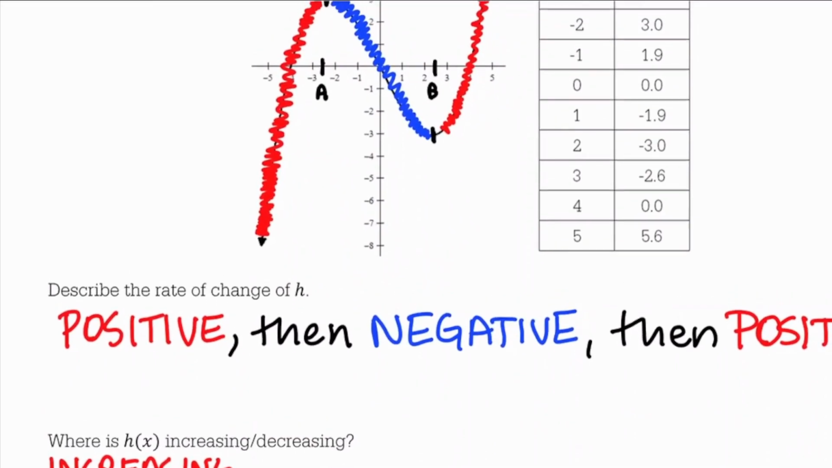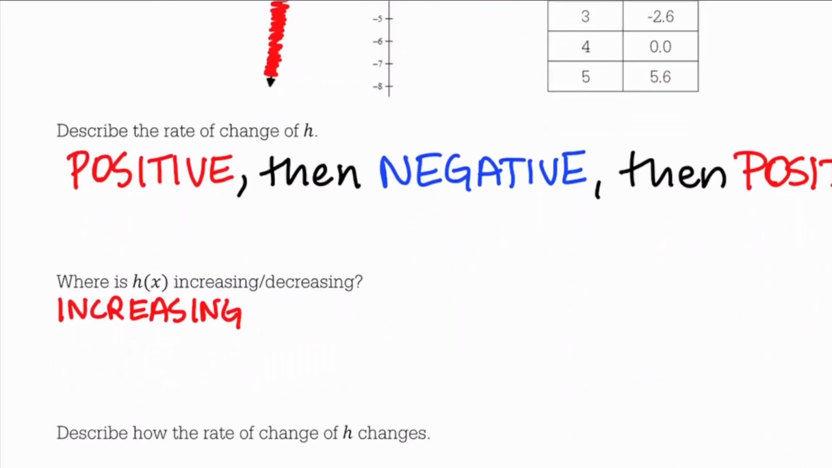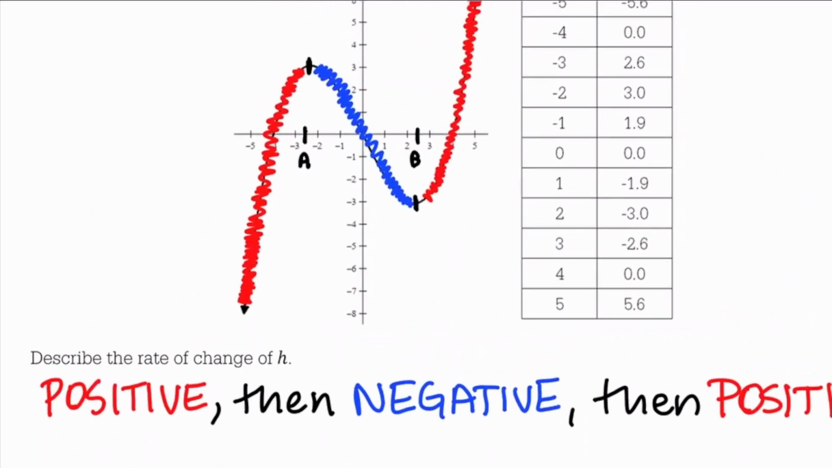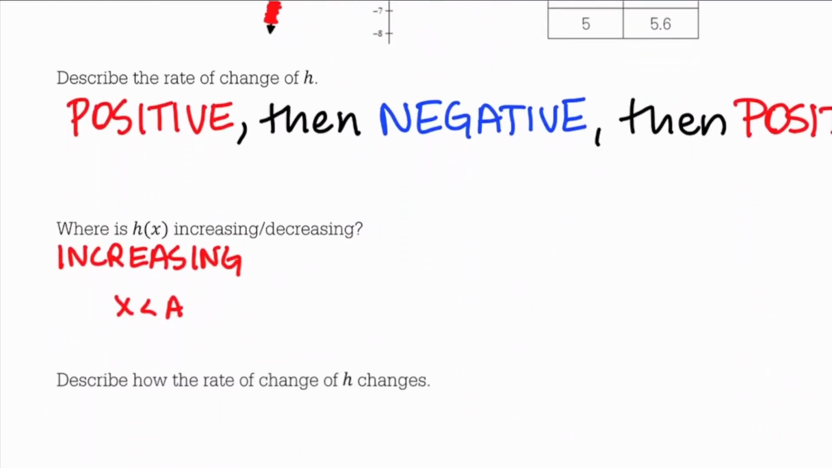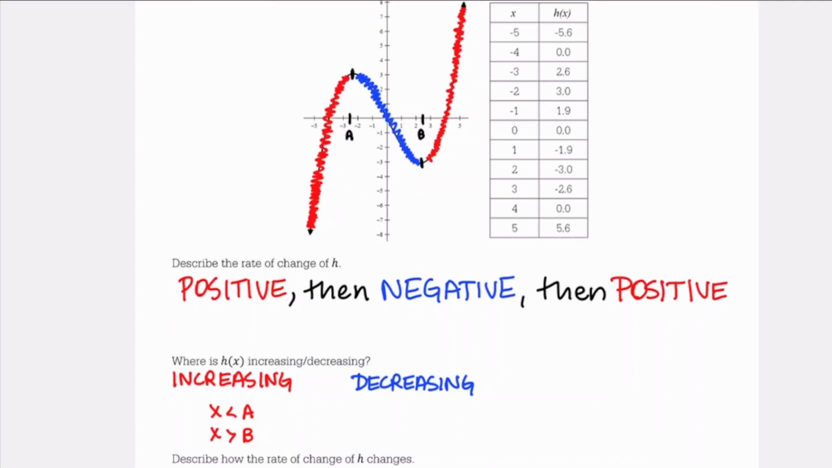All right, so from negative infinity up to A, the function's increasing. So let's say increasing when x is less than A. But also, after B, when x is greater than B, the function starts to increase again. So I'd say x is less than A, and also x is greater than B. As far as decreasing, it's happening when x is between A and B. So let's say A is less than x, which is also less than B.